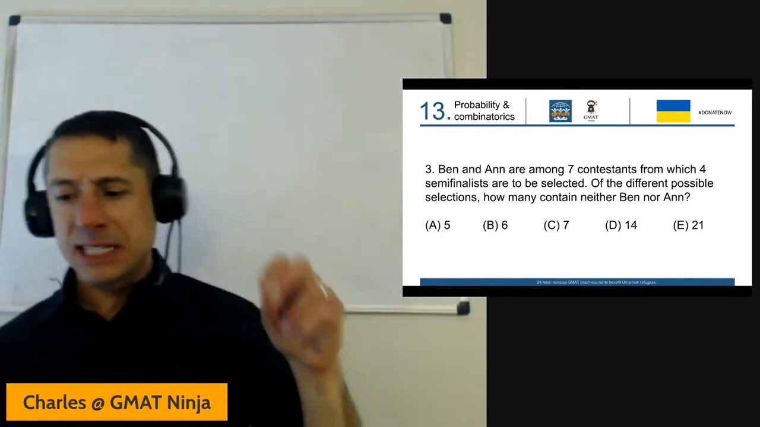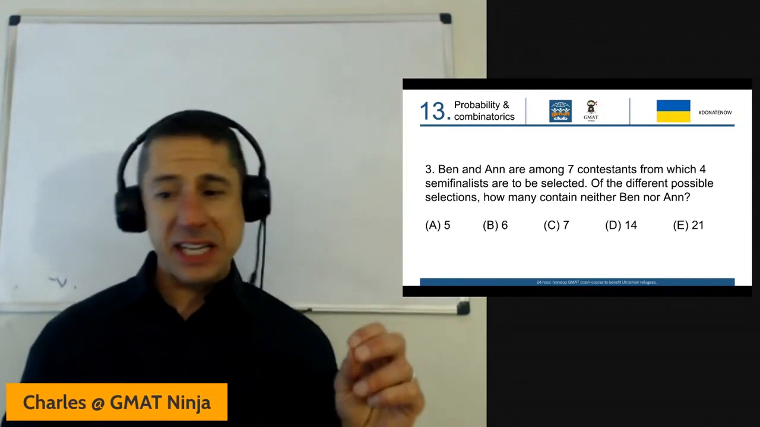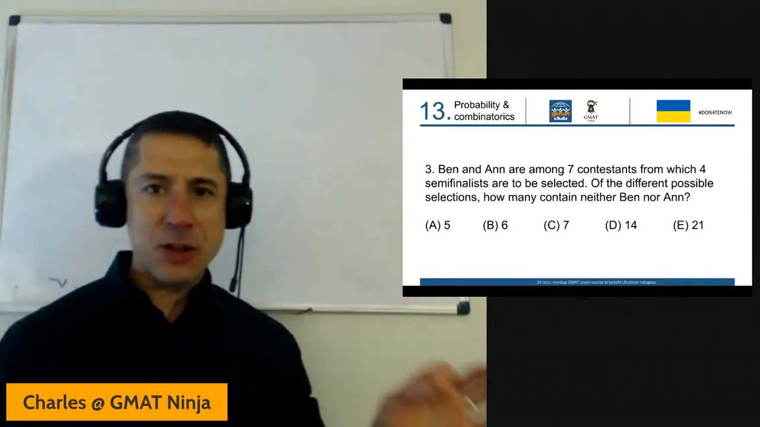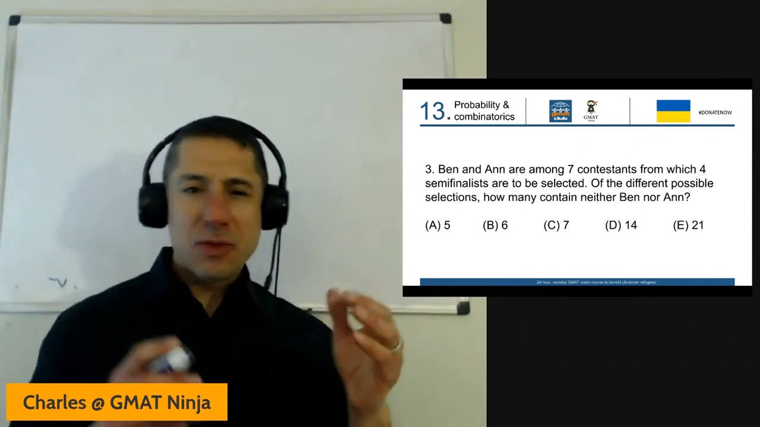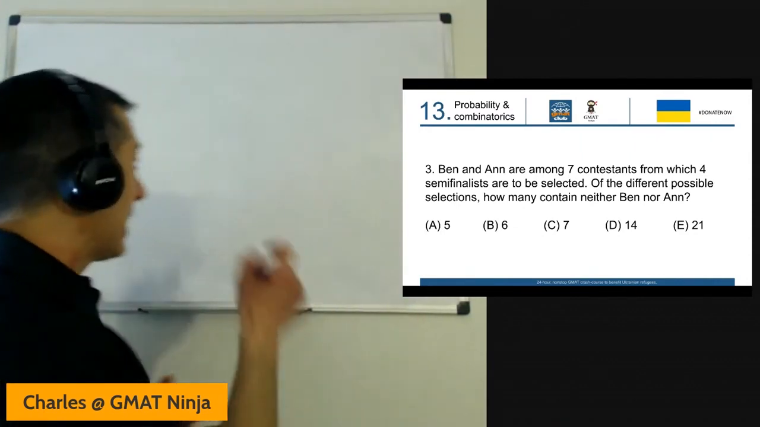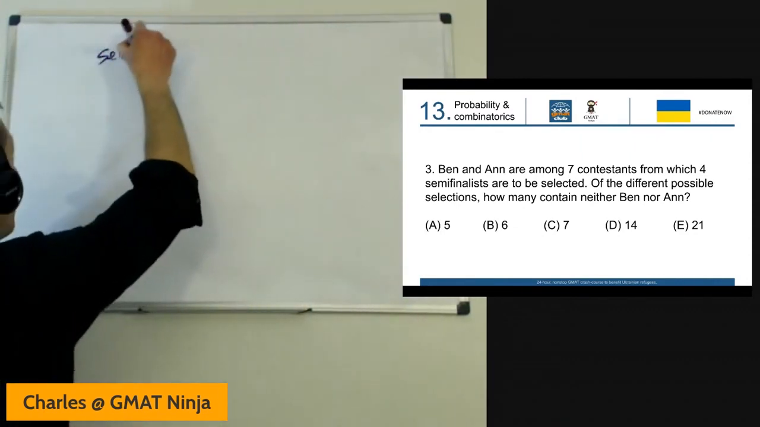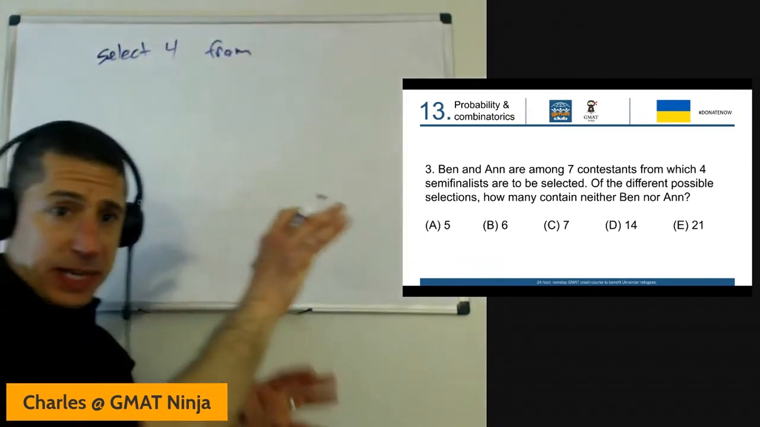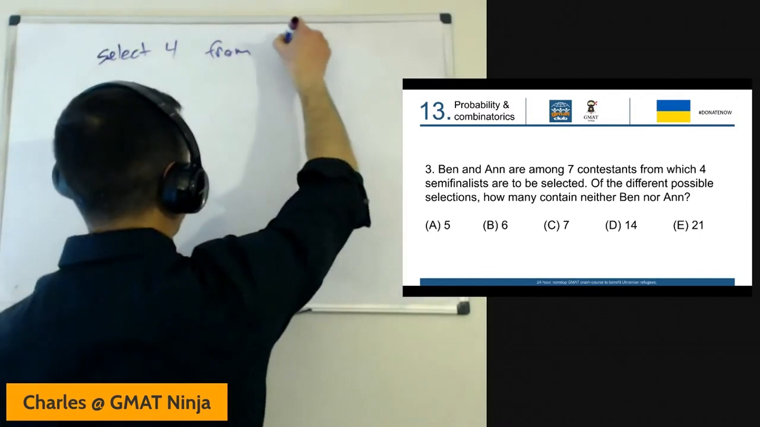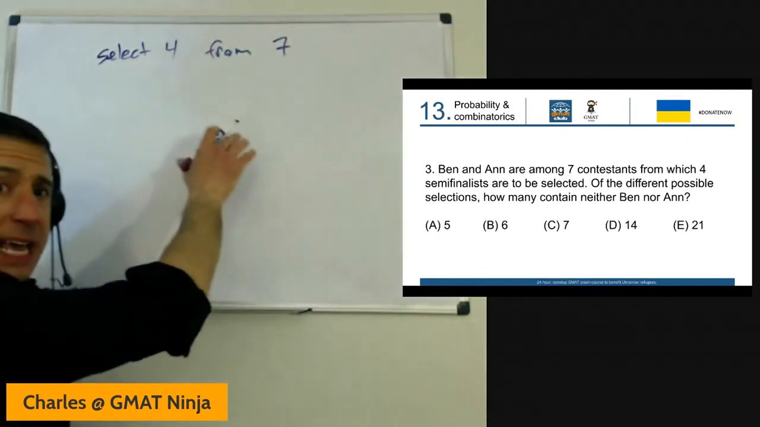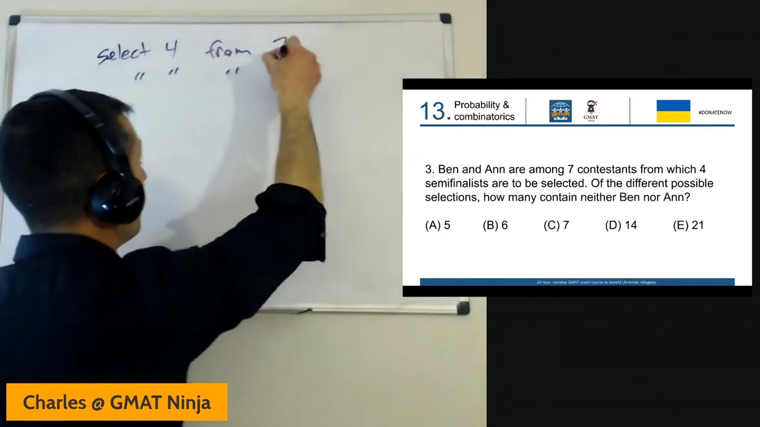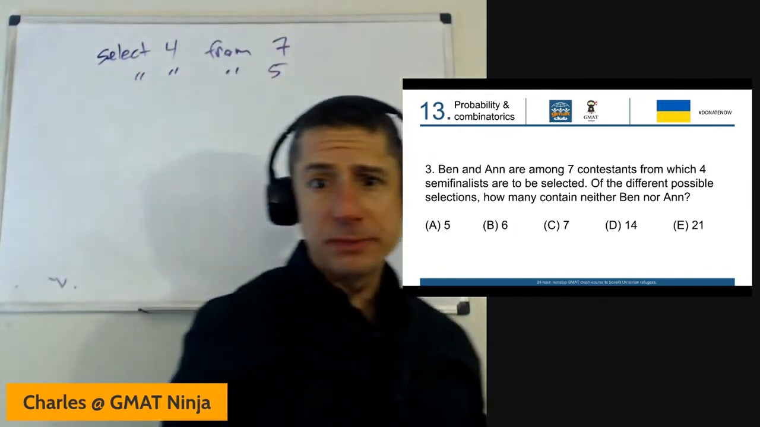So Ben and Ann are among 7 contestants from which 4 semi-finalists are to be selected. Of the selections, how many contain neither Ben nor Ann? Really a quick logical thing here. We're going to select 4. So ignoring the Ben and Ann situation for a second, we're going to select 4 from the 7. But once Ben and Ann are removed, we're still selecting 4, but we're selecting 4 from 5 now. Ben and Ann are out.